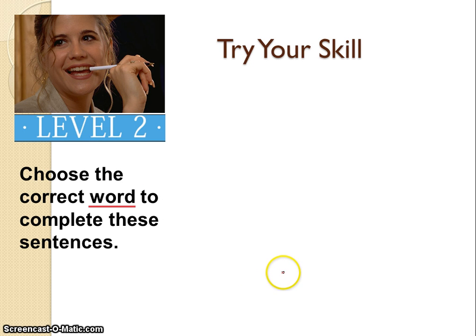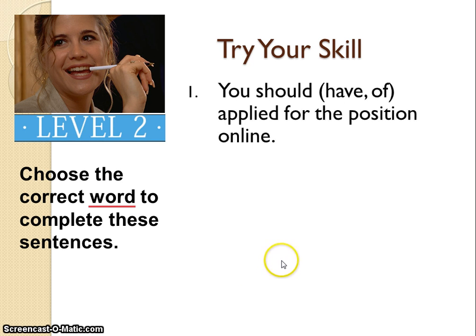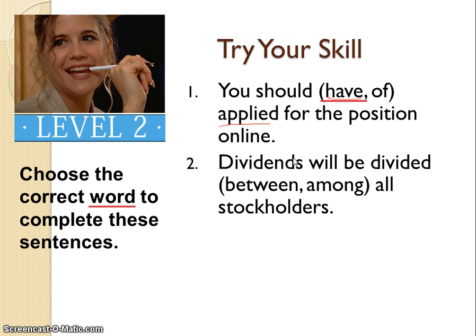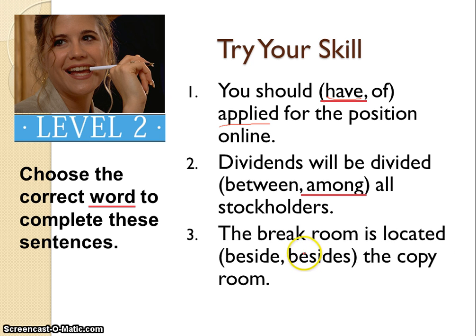Okay, let's look at putting the right words in these sentences. You should have or should of applied for the position. Well, remember, this is a verb, have applied. So we would use have. The dividends will be divided between or among all stockholders. Well, I'm assuming that there are more than two stockholders, so we're going to divide them among all the stockholders. The break room is located beside or besides the copy room. Well, it's next to, so it's going to be beside.